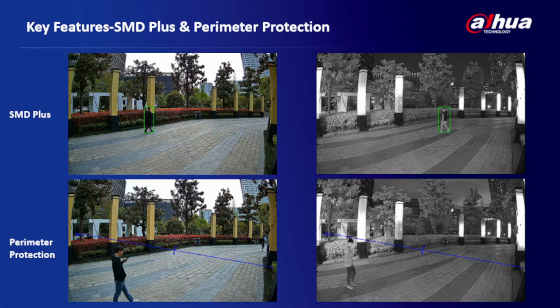If there is any object, specifically a human, because we are using SMD, or a vehicle, crossing this line, then it will generate the alarm and it will give us a notification.